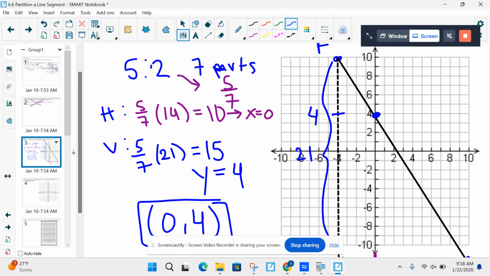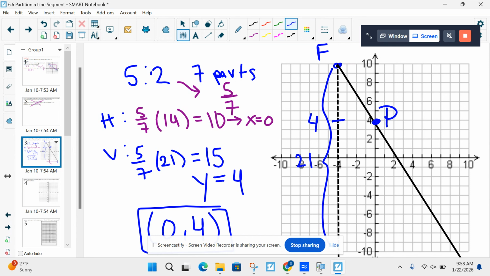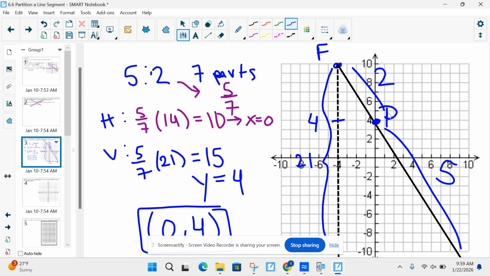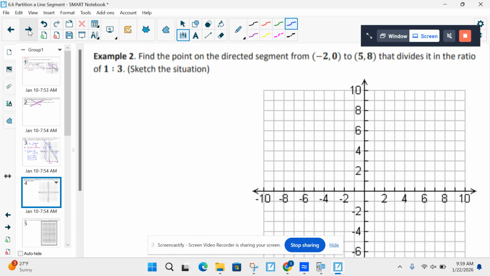We found the point P that divides the line segment into a ratio of 5 to 2. So this part is 5, this part is 2. So this part is 5/7, and this part is 2/7 of the line. If you found the distance, this would be 5/7 of the whole thing, this would be 2/7 of the whole thing. Okay. But that's not how you get the points. You get the points by looking at the x and y distance. Okay. Next question.